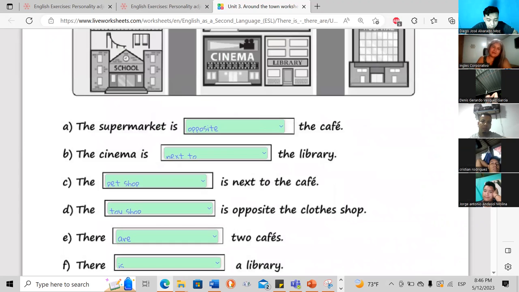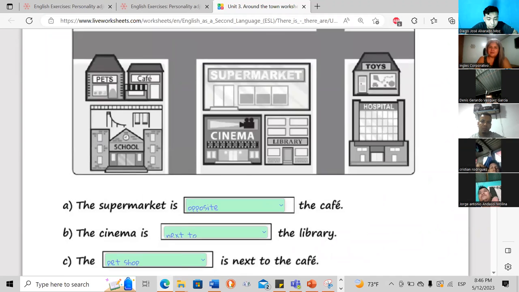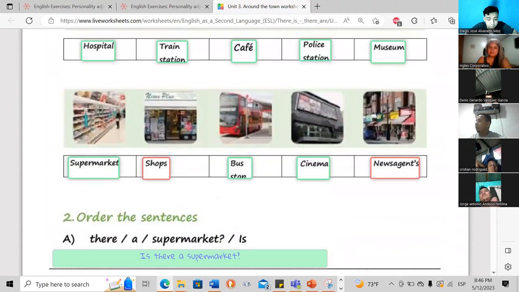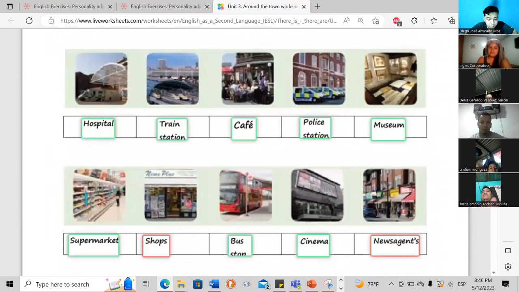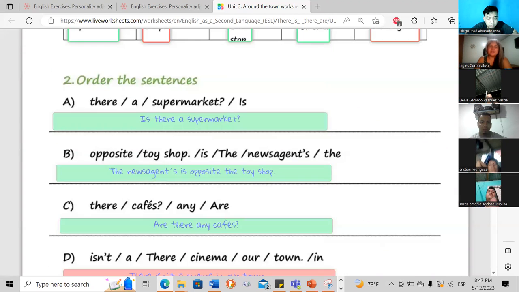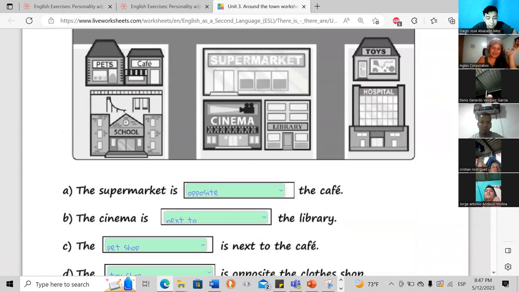Good. Okay, pero el main purpose was prepositions, okay? Preposition of place. Tengo lagunas mentales.